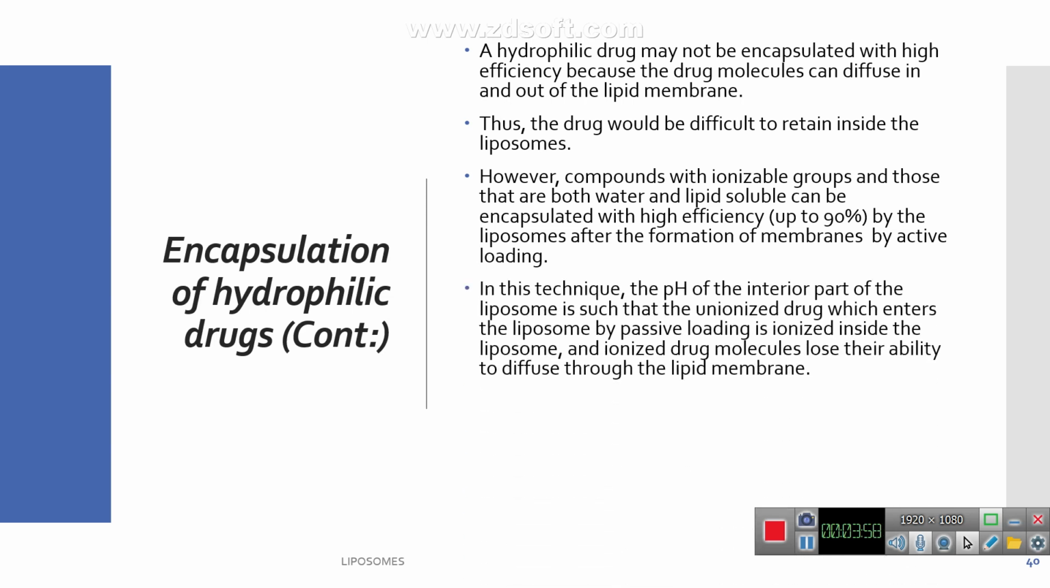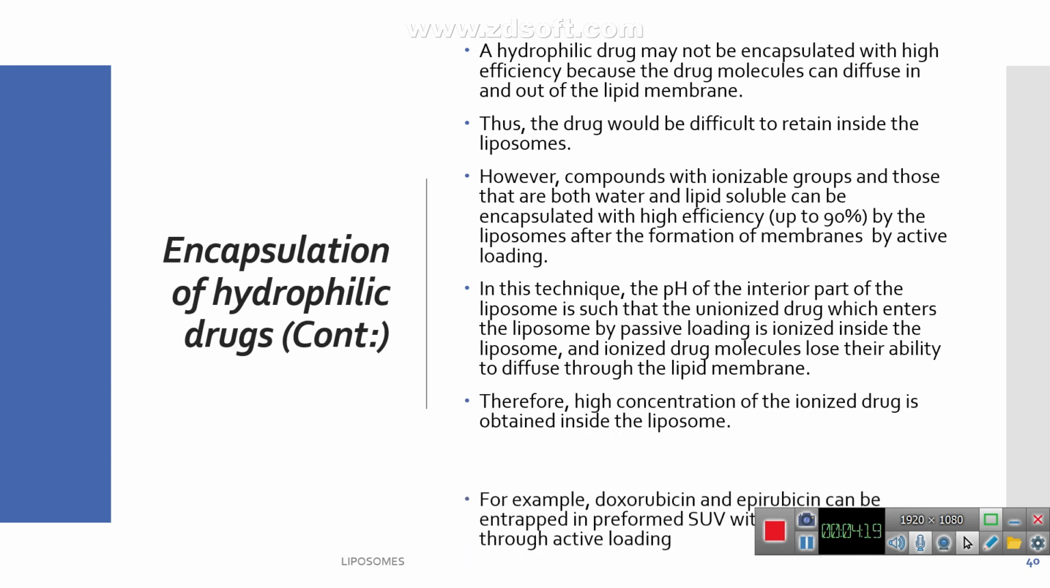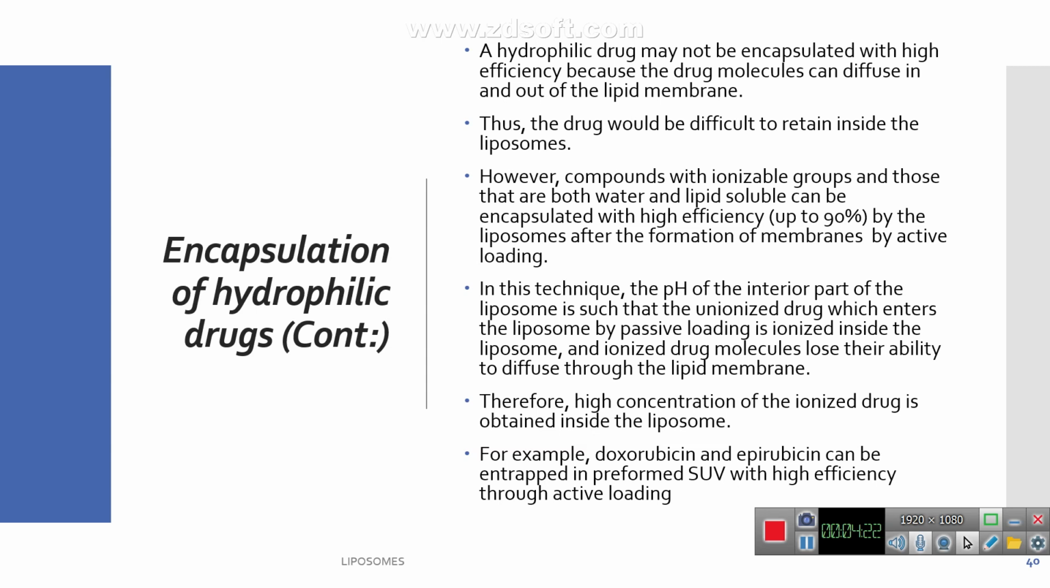In this technique, the pH of the interior of the liposome is such that the unionized drug which enters the liposome by passive loading is ionized inside the liposome, and ionized drug molecules lose their ability to diffuse through the lipid membrane. Therefore, a high concentration of ionized drug is obtained inside the liposome. For example, doxorubicin and epirubicin can be entrapped in preformed small unilamellar vesicles with high efficiency through active loading.